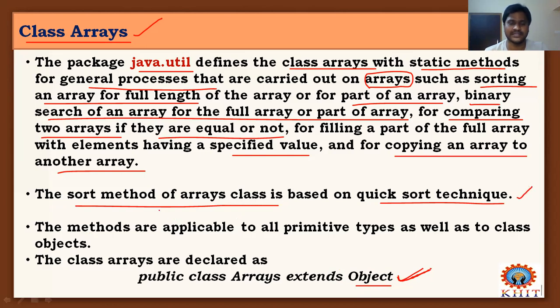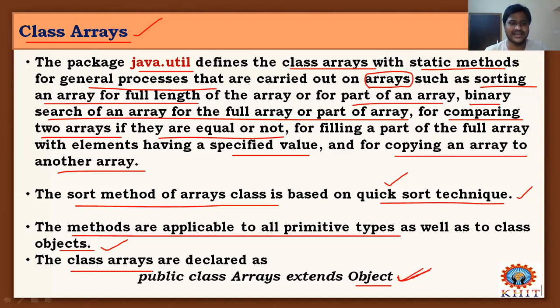And when we are applying the sort method of the Arrays class, that sort method is composed of the best sorting algorithm, quicksort. The methods are applicable to all primitive types as well as class objects. We can apply these Arrays class methods to all primitive types, like an integer array, and class objects are also possible to apply these methods to.